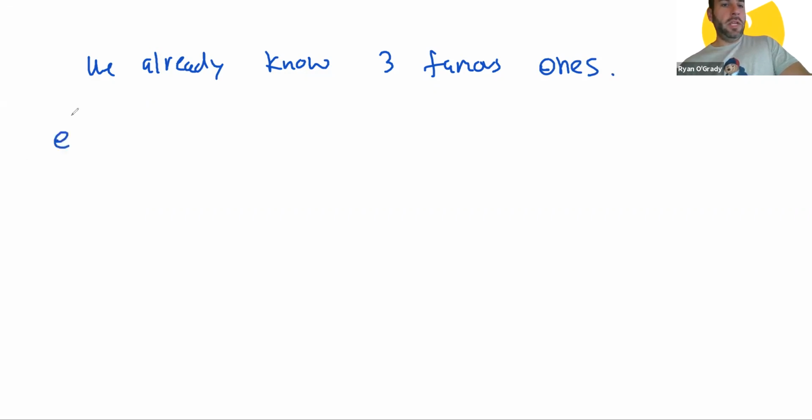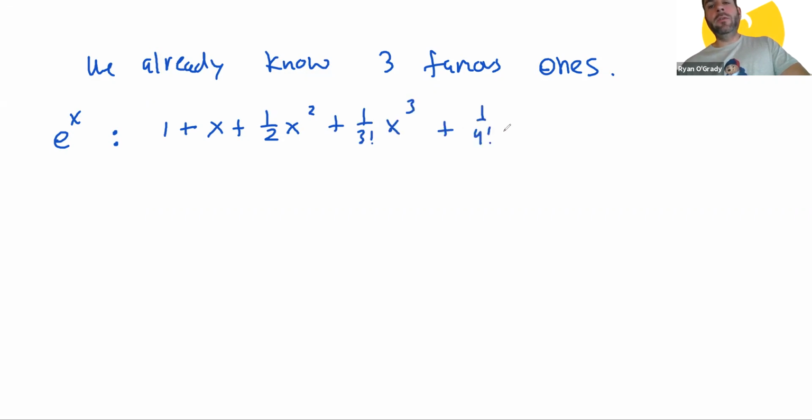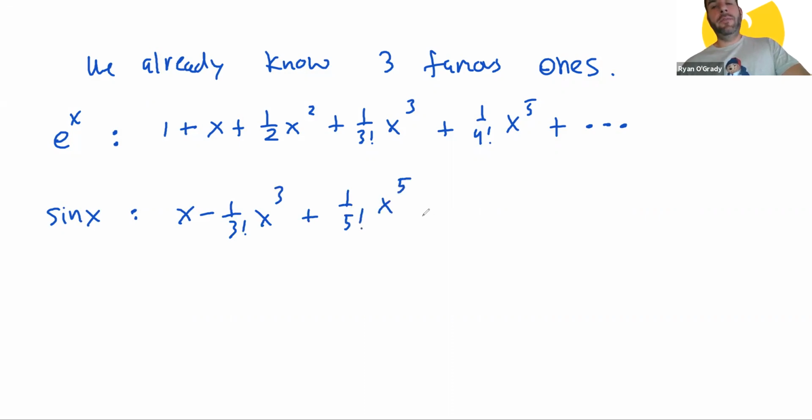We know the one for e. What is e to the x's Taylor series? We already found that it's, or it's Maclaurin series, 1 plus x plus 1/2 x squared plus 1 over 3 factorial x cubed plus 1 over 4 factorial x to the 4th, blah, blah, blah. And then we showed you what the sine was. The sine was x minus 1 over 3 factorial x cubed plus 1 over 5 factorial x to the 5th.